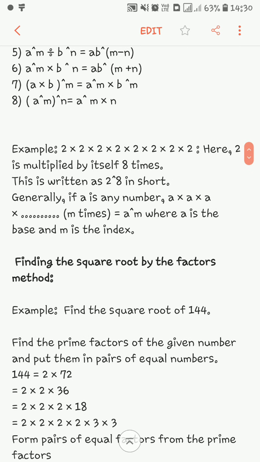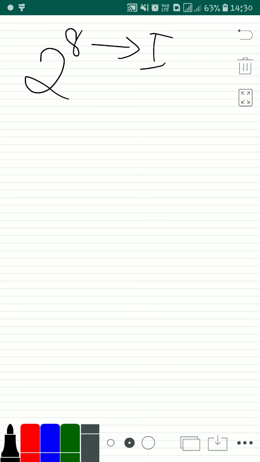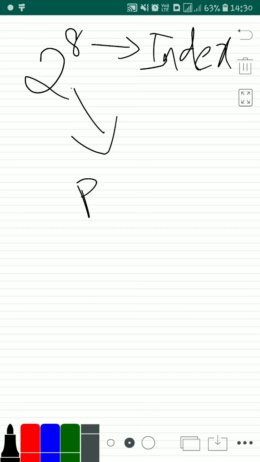Let us take an example for square roots. Example: 2 into 2 into 2 into 2 into 2 into 2 into 2 into 2. Your 2 is multiplied by itself 8 times. This is written as 2 raised to 8 in short. Obviously, we cannot waste time and also get confused by writing 2 into 2 so many times. So the better way found is 2 raised to 8, where 8 is known as the index and 2 is known as the base.